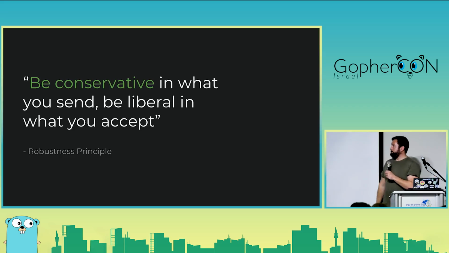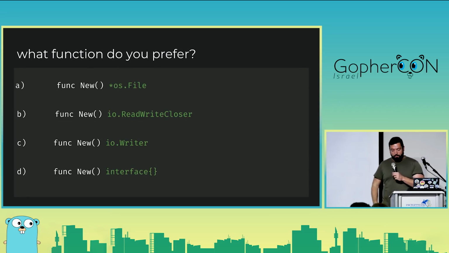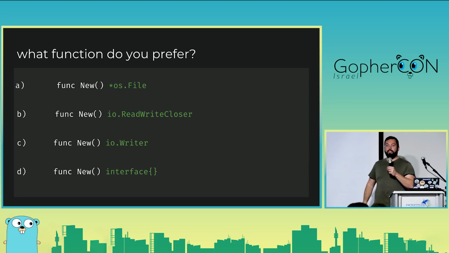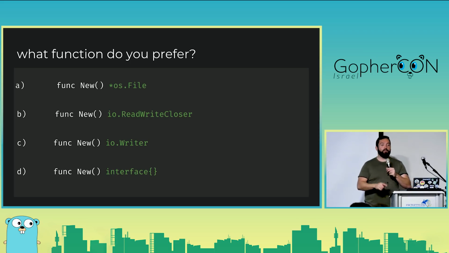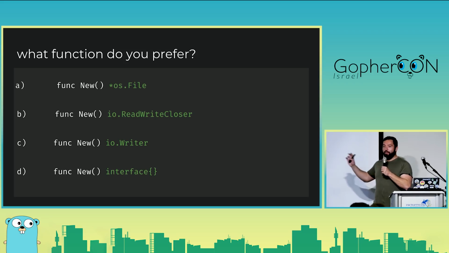So, with interfaces, you can write generic algorithms. And this is great. So what about the other side? Be conservative in what you send, be liberal in what you accept. Another poll. What function do you prefer? Function New returns a pointer to File, returns a ReadWriteCloser, returns a Writer, or returns an empty interface. Let's go with A, okay, B, C, and D. Okay, yeah, he was scratching his head. I was like, whoa, no. Many people did not raise their hands, and this is interesting, right? Because this is a little bit confusing.